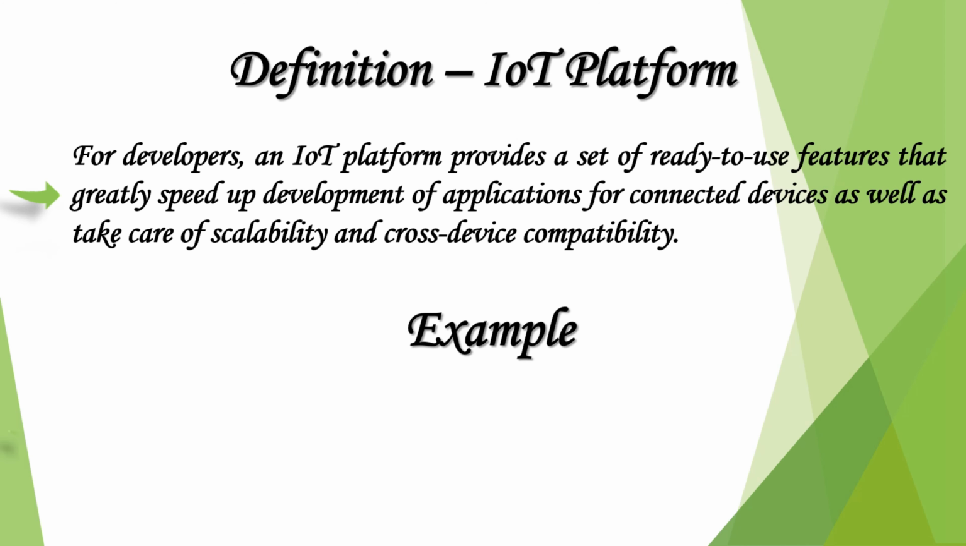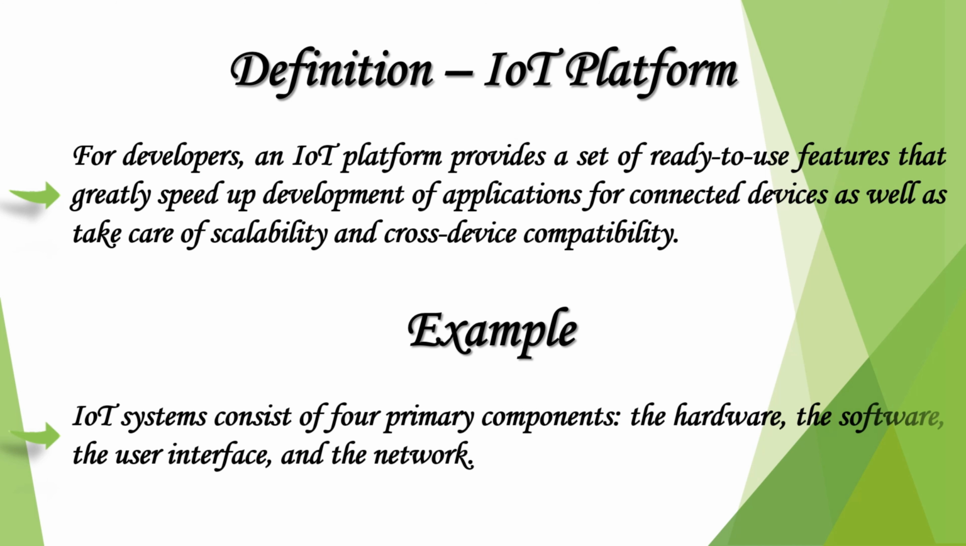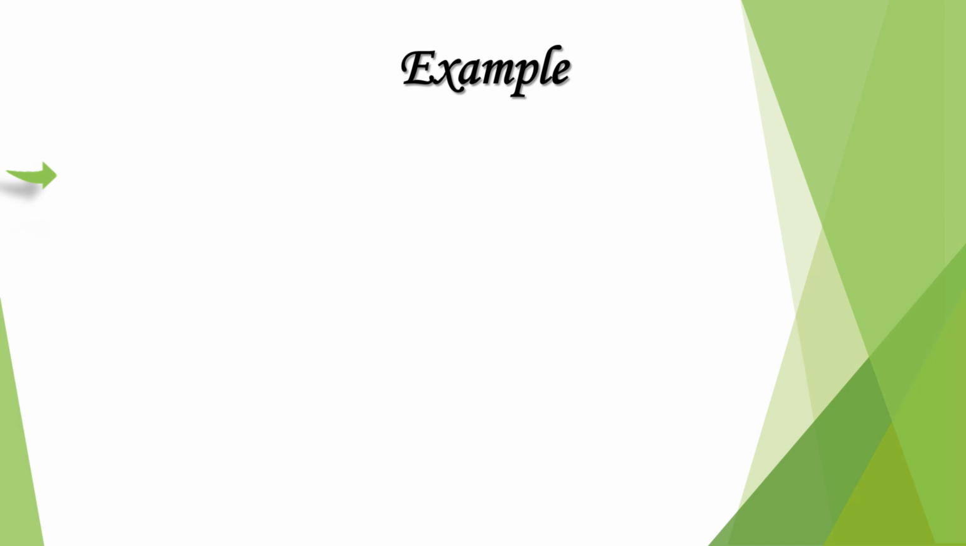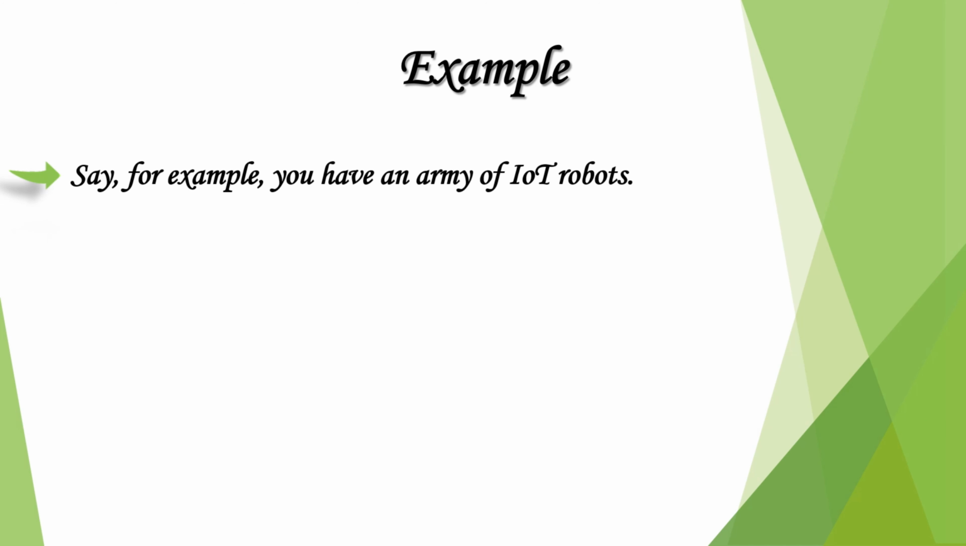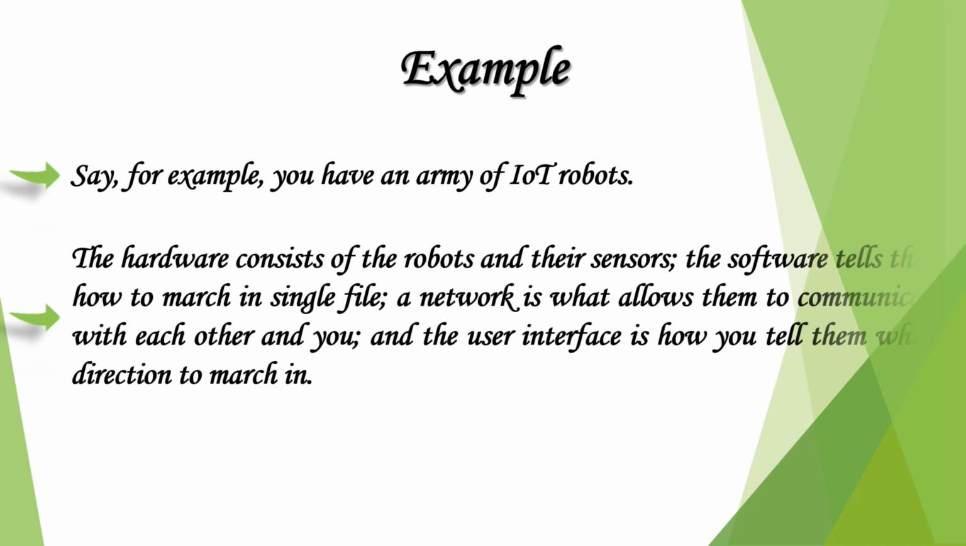Example: IoT systems consist of 4 primary components: the hardware, the software, the user interface, and the network. Say, for example, you have an army of IoT robots. The hardware consists of the robots and their sensors, the software tells them how to march in single file, a network is what allows them to communicate with each other and you, and the user interface is how you tell them which direction to march in.